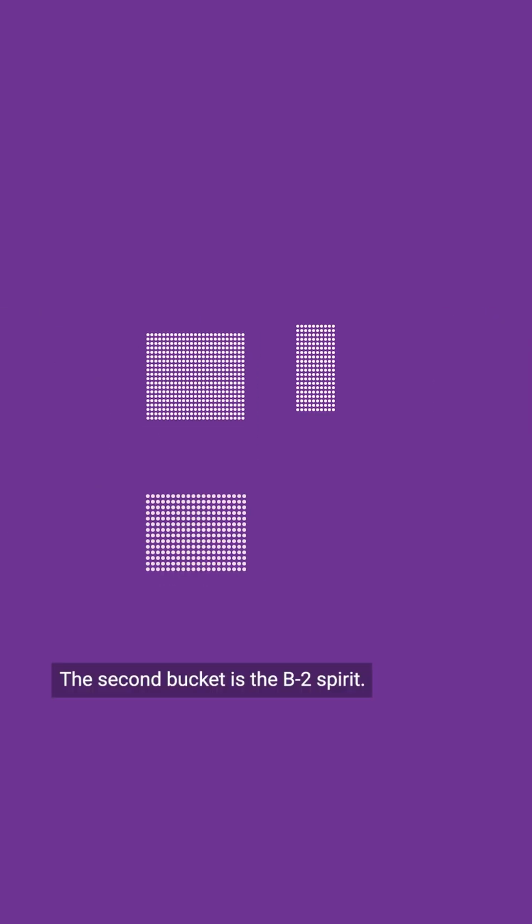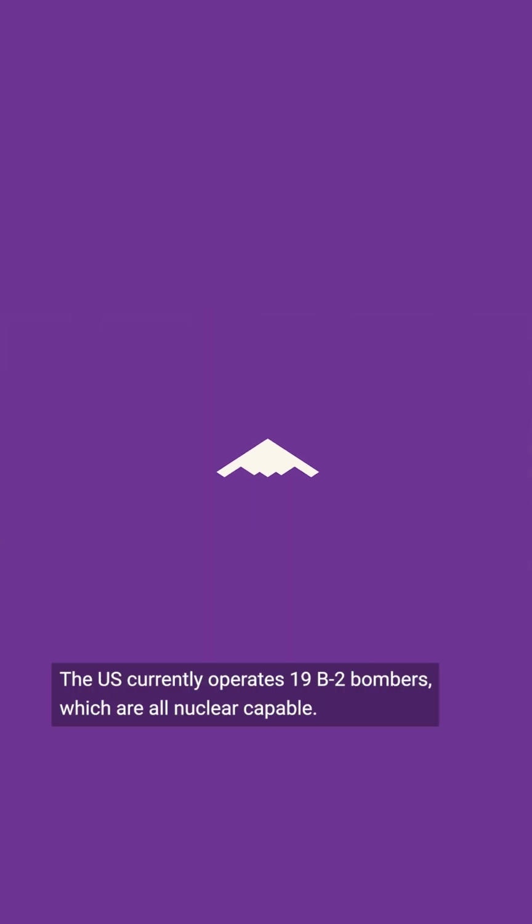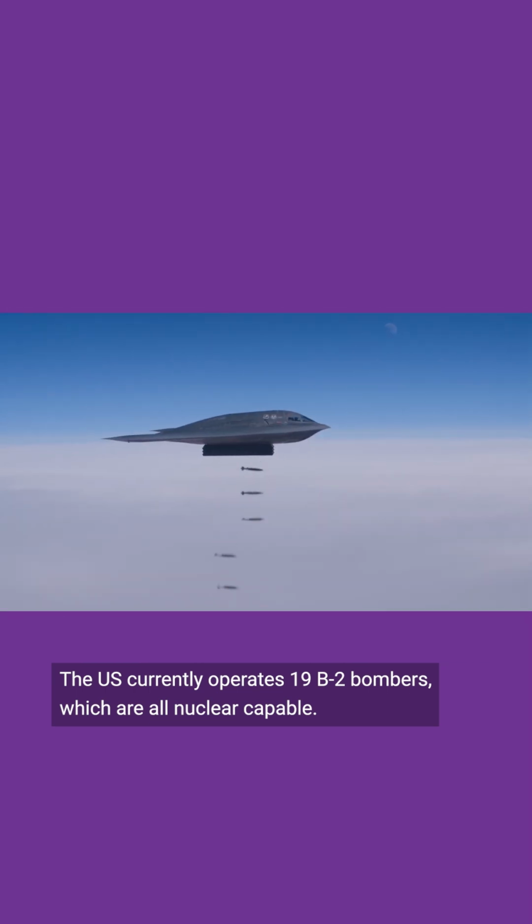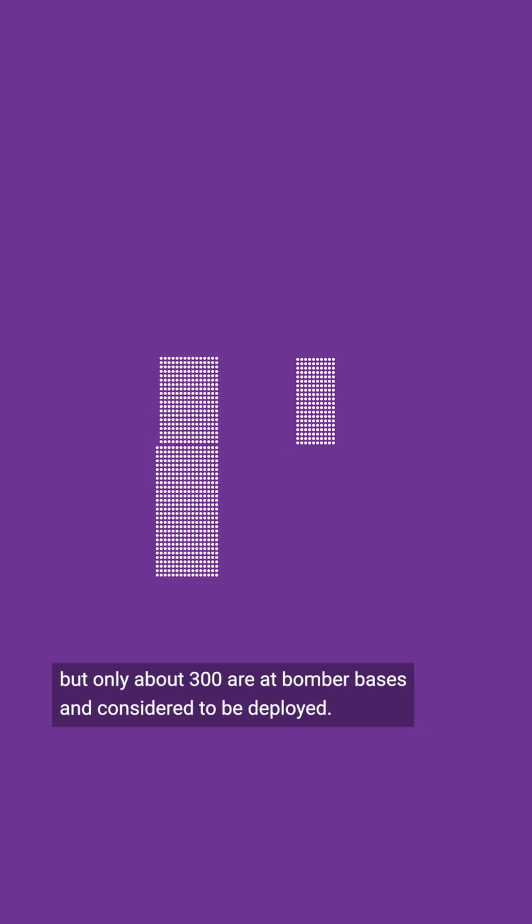The second bucket is the B-2 Spirit. The US currently operates 19 B-2 bombers, which are all nuclear-capable. Each B-2 can carry up to 16 nuclear bombs. Between the B-52 and the B-2, there is a capacity of 780 warheads, but only about 300 are at bomber bases and considered to be deployed. The remaining 480 are in storage.